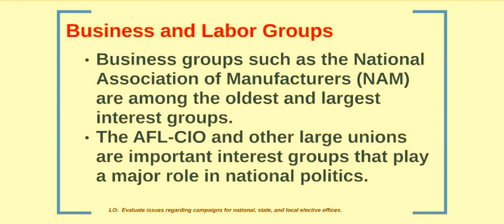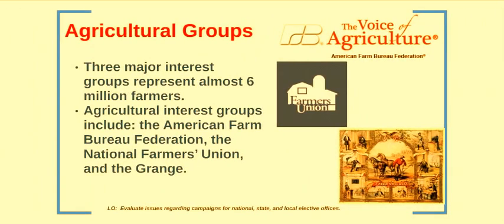Business groups, such as the National Association of Manufacturers, or NAM, are among the oldest and largest interest groups. The AFL-CIO and other large unions are important interest groups that play a major role in national politics. Agricultural groups: 3 major interest groups represent almost 6 million farmers. Agricultural interest groups include the American Farm Bureau Federation, the National Farmers Union, and the Grange.